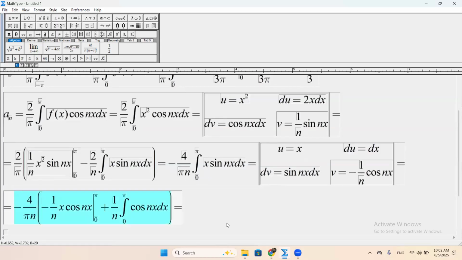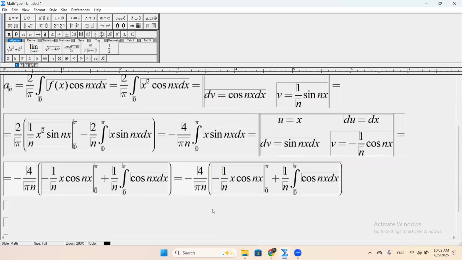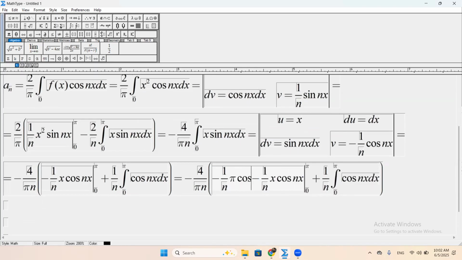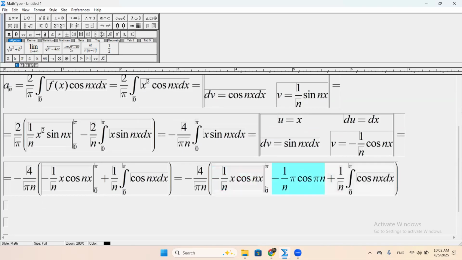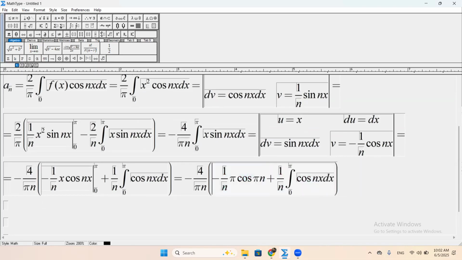Okay, now let's calculate everything that we have here. If I substitute p here, I have minus 1 over n p cosine of pn. And if I substitute 0, I receive 0. That's all that remains from this part.